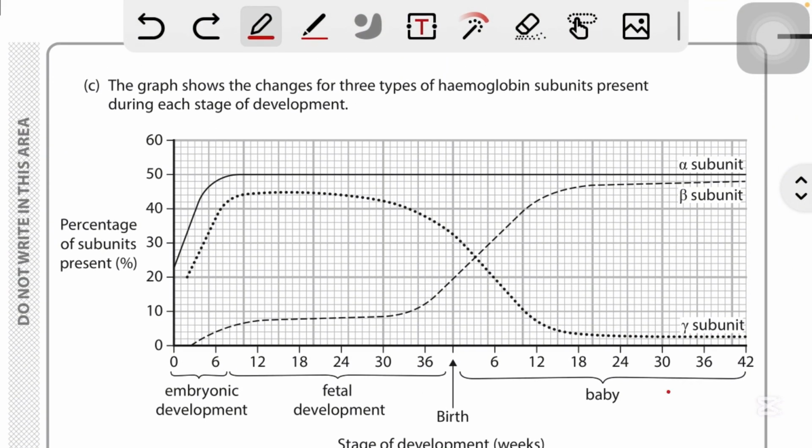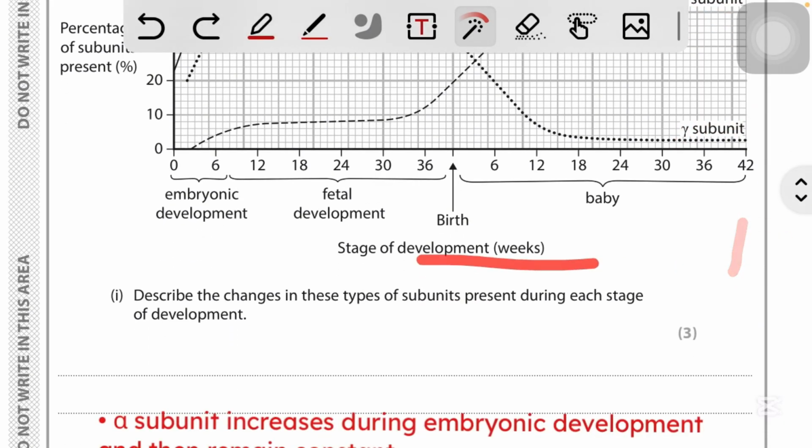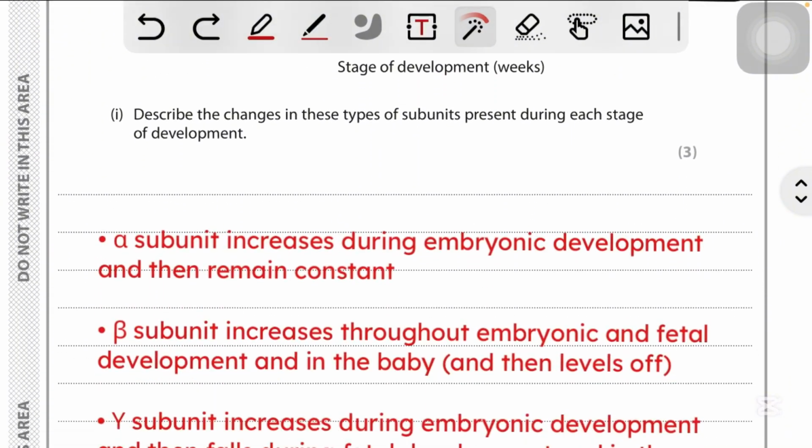The graph shows the changes for 3 types of hemoglobin subunits present during each stage of development: alpha subunit, beta, and gamma subunit. Okay, let's see the graph. Embryonic development, fetal development, and baby is after the birth. Percentage of subunit present, and this is alpha, beta, and gamma, across the stages of development. Okay, let's see the question.